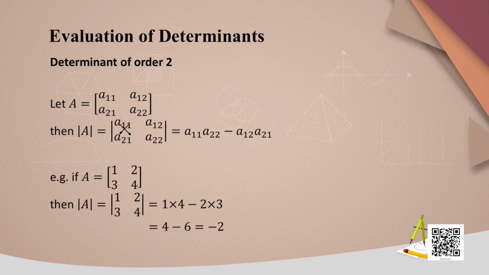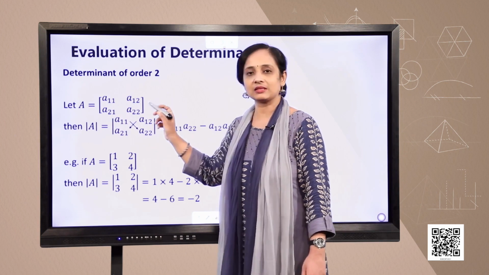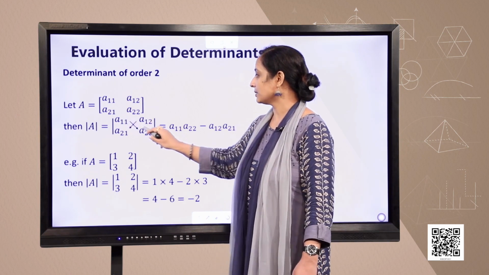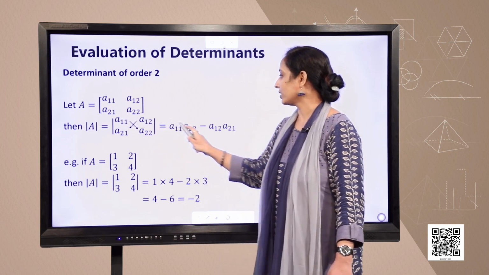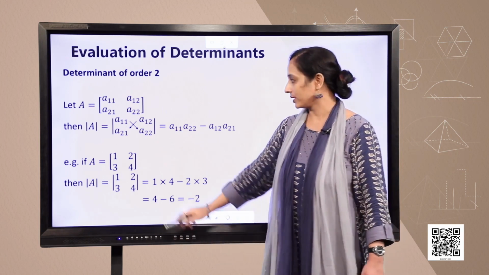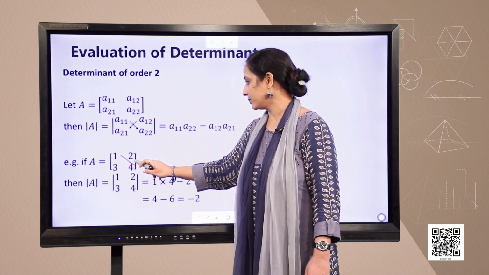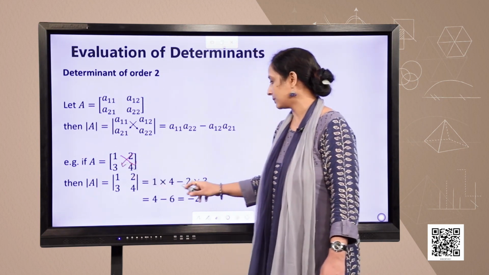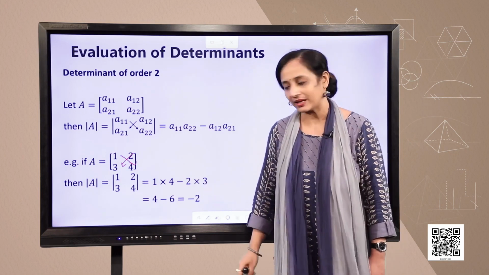Let's learn how to evaluate determinant of order 2. Let A be this matrix. I have written all the elements in the generalized form. So how will you evaluate it? You will multiply this element with this element as the arrow depicts and this element by this. So a11 into a22 minus a12 into a21. For example, if we have this matrix A, this element 1 will be multiplied by 4 like this, and this element 2 will be multiplied by 3. When you solve it, you are getting 4 minus 6 is equal to minus 2.